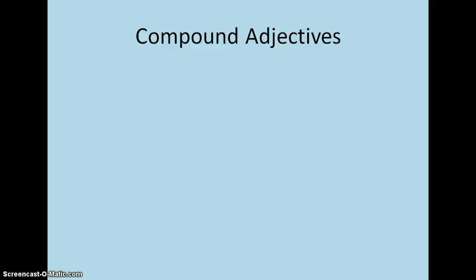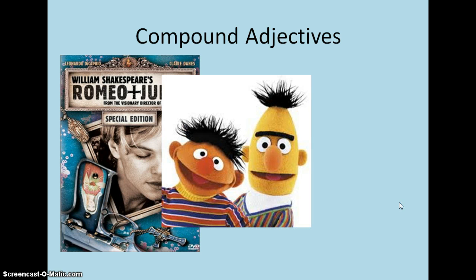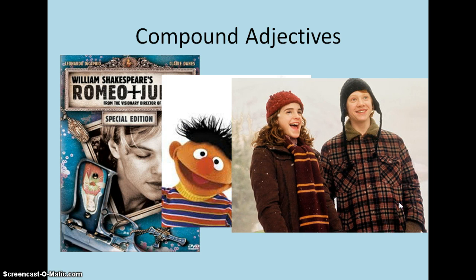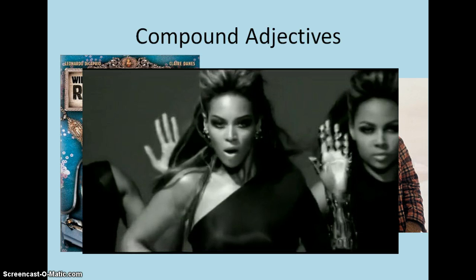They can't stand alone. So they're Romeo and Juliet, they're Bert and Ernie, they are Ron and Hermione. So because they can't stand alone, what we need to do is put a ring on it. We need to marry them with a hyphen.